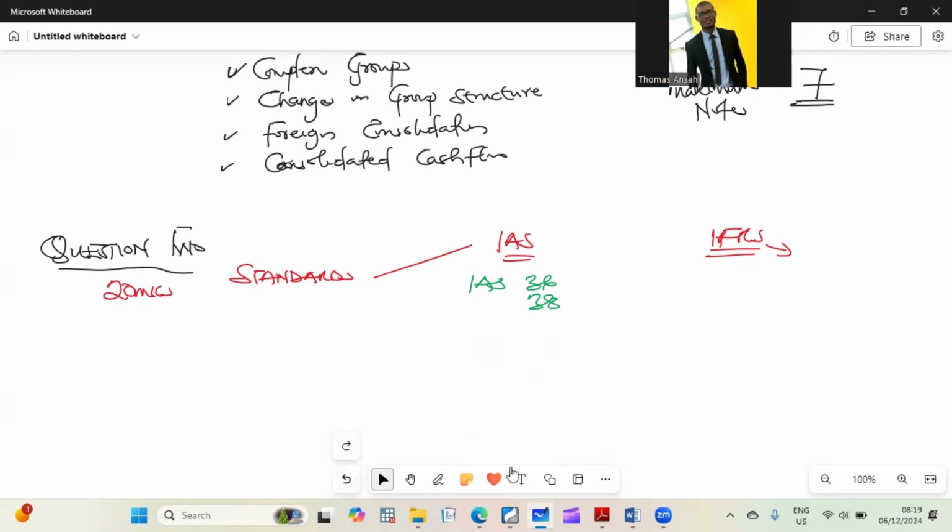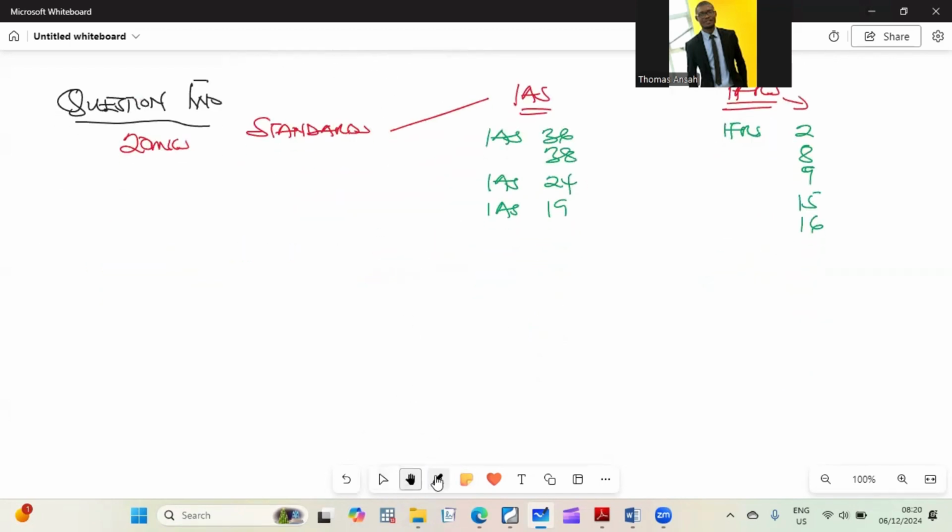Then, for the IAS standards, we will now be focusing on 24 for disclosure, then IAS 19 here again. Then we will be doing IFRS 2, then IFRS 8, 9, 15, 16. All right, so these will be the standards. And it is the same standards you will have in question 3A.